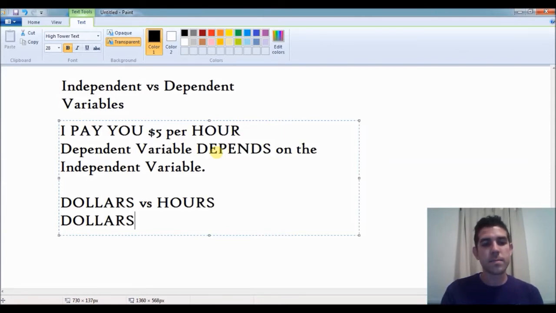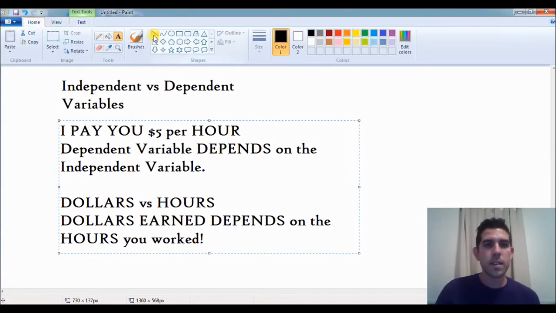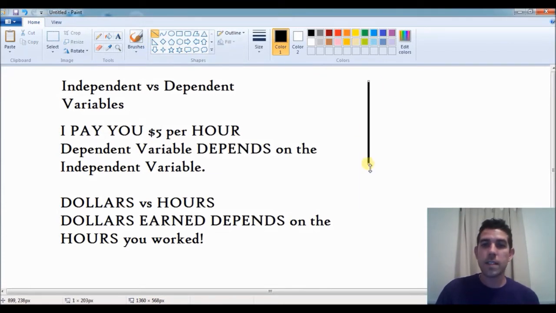Dollars earned depends on the hours you worked. We're going to do a couple different examples in class comparing two different things, and each time we're going to think about which one depends on the other. It's important because we're going to eventually graph these things.